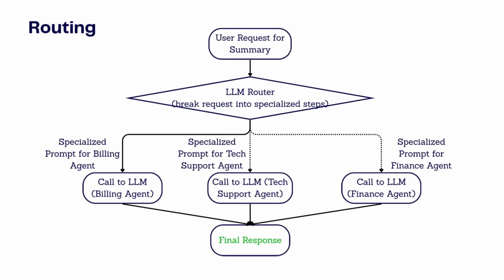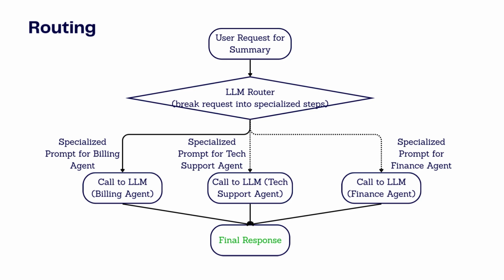Routing is another popular LLM workflow pattern. Routing is a workflow where a central model, often called a router, decides which specialized agent should handle a specific task. Instead of giving one giant prompt to a single LLM and asking it to handle everything, we break the problem into smaller parts and let the router direct the traffic intelligently.